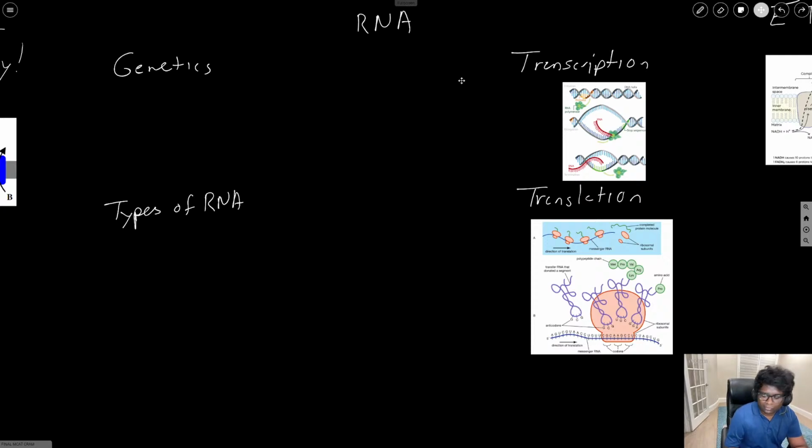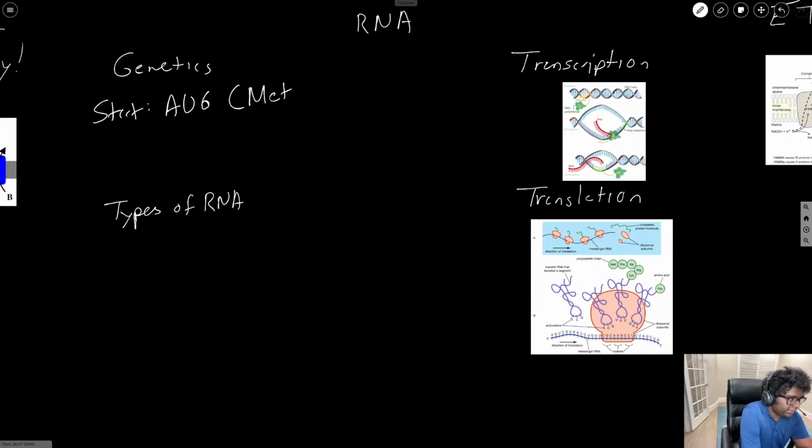Now, we all know central dogma, right? We know the central dogma of biology: DNA, RNA, proteins. With the genes, though, what do I want to talk about? I'll start off with, it's basically just codons. Start codon is AUG. It's always going to be methionine.